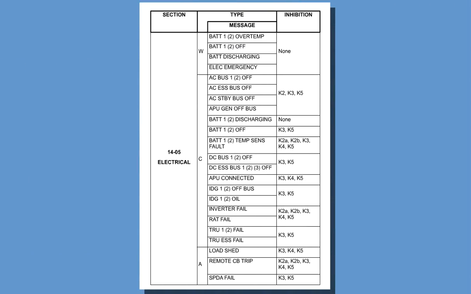The following table presents an example of how the CAS messages are presented in the aircraft operating manual. The section column represents the chapter of the AOM. The type column indicates the messages related to this AOM chapter and whether the message is a warning, caution, advisory, or status. The inhibition column indicates the K-codes for the dedicated messages or message group.